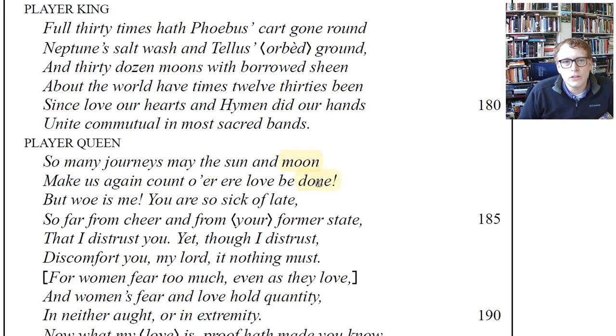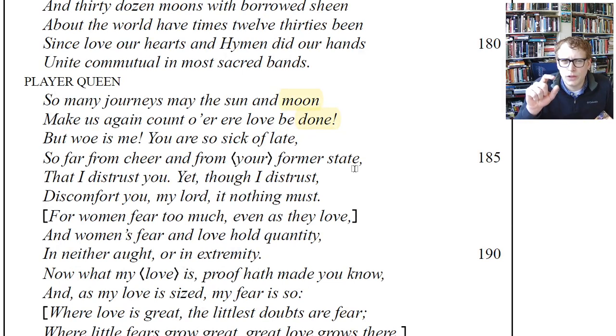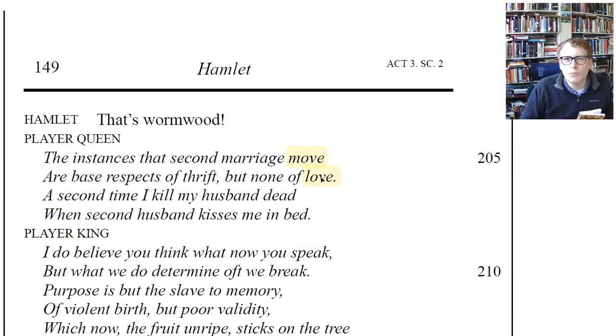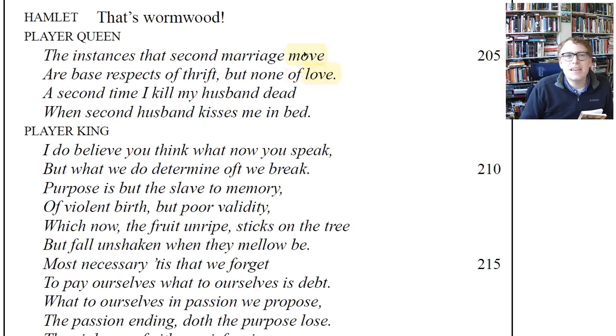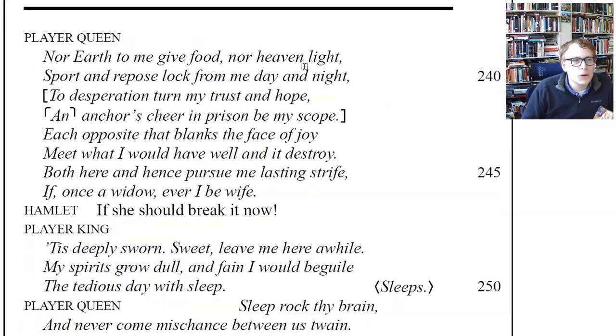And that's a clue. Linguists use that to know that the pronunciation of Shakespeare's words has shifted just a little bit in the way we speak. So this was probably moon and dune at one point. "So many journeys may the sun and moon make us again count, or ere love be done." Something like that, or maybe something a little bit in between. Anyway, moving on. There are lots of those clues, and I point that out because here's another one: move and love. They need to rhyme in Shakespeare's time. We don't need to make them rhyme in the 21st century. We can just overlook it. But in Shakespeare's time they did, and linguists use that in some pretty cool ways.